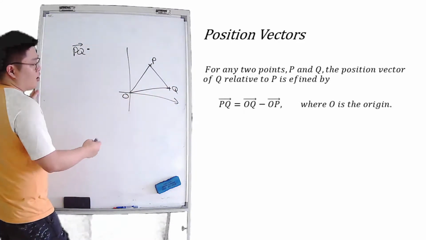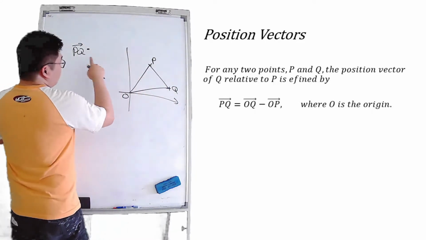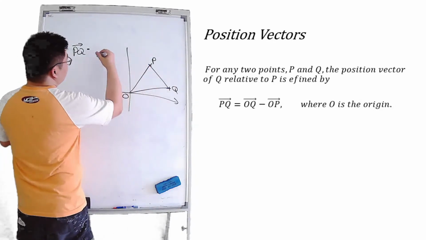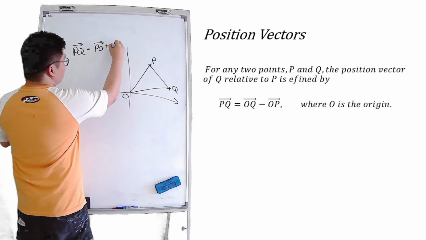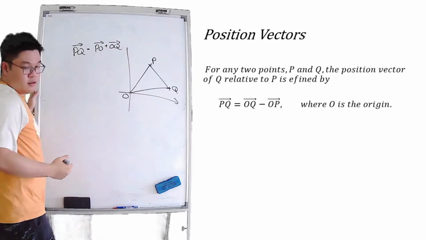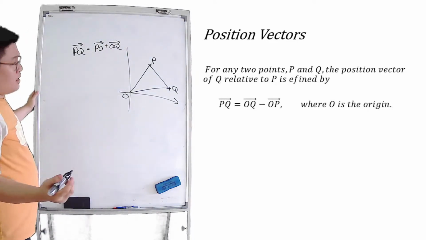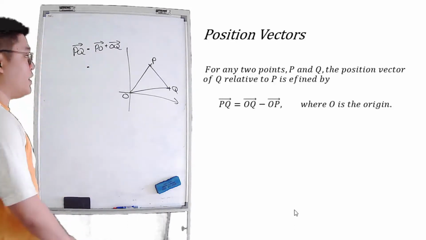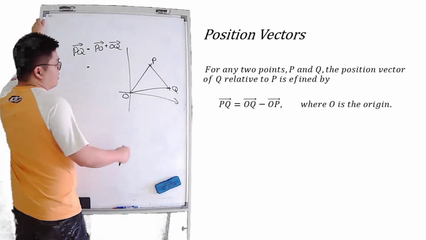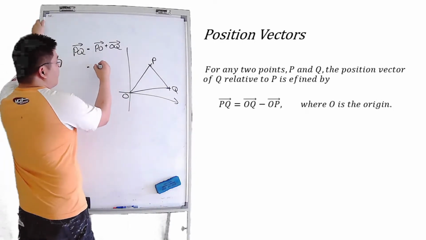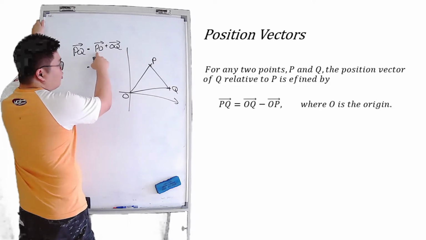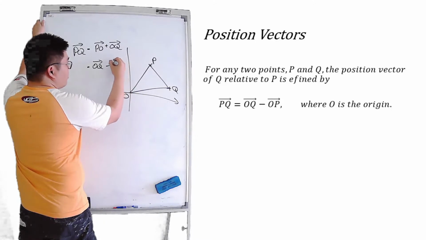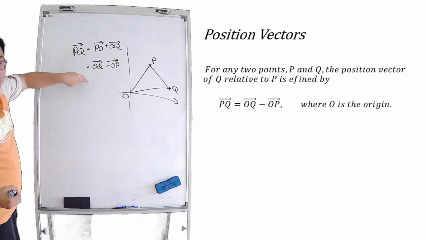O is the origin. P to Q is PO plus OQ. Here it is given as OQ minus OP. Why OQ minus OP? Because OQ is over here, plus OQ, and PO is minus OP. So this is why these two are the same.